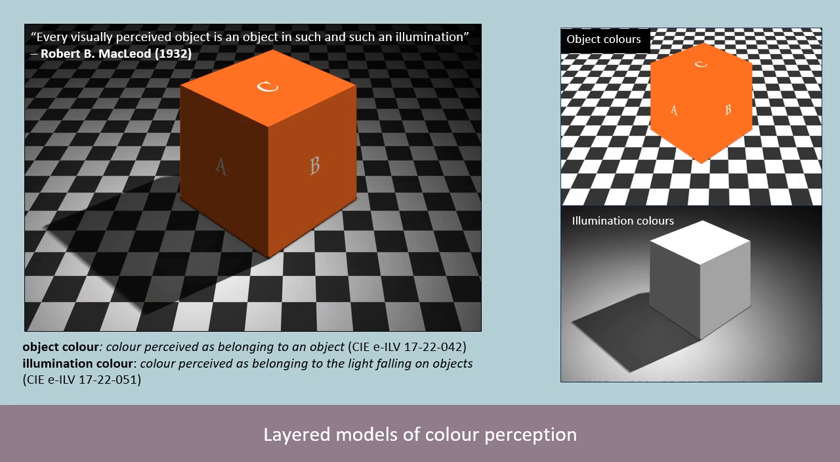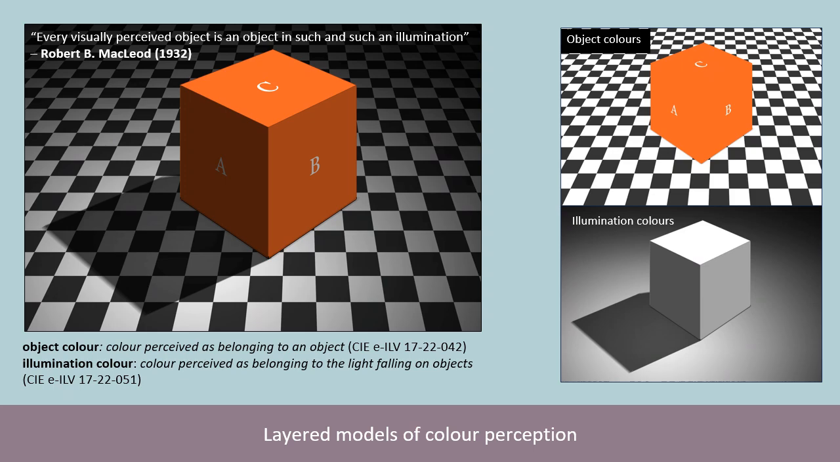Notice now that over the same rectangle in which we perceived our black, white and high chroma orange object colours, we also perceive a superimposed pattern of varying illumination or light and shade. We might not always be conscious of it, but perception of object colour is always accompanied by a superimposed perception of illumination. Illumination colours are defined in the CIE ILV as colours perceived as belonging to the light falling on objects, which I take to refer to our perceptions of the light falling on each visible object's surface.